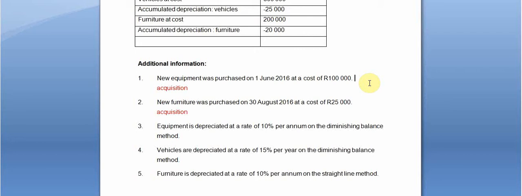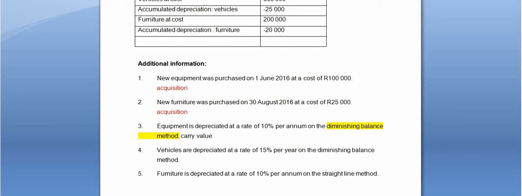Then in number 3, they say equipment is depreciated at a rate of 10% per annum on diminishing balance method. Of course, I'm going to highlight that information. Very, very important for me to know which method they are using. Of course, we have 2 methods, straight line and diminishing balance. One means that I calculate the depreciation based on the cost price. The other means that I will calculate the depreciation based on the carry value. So here I'm just going to make a note for myself and say carry value. So I need to find the carry value in this calculation.